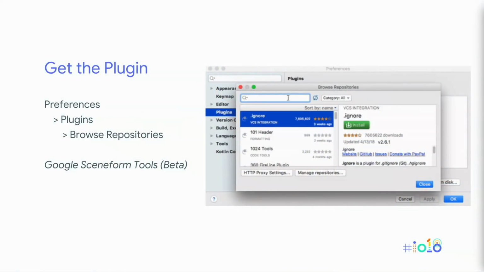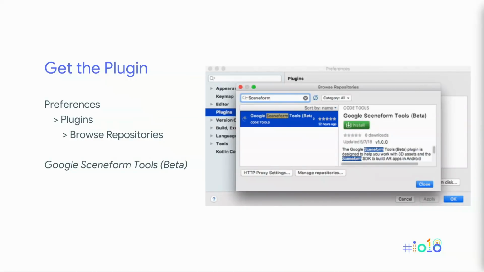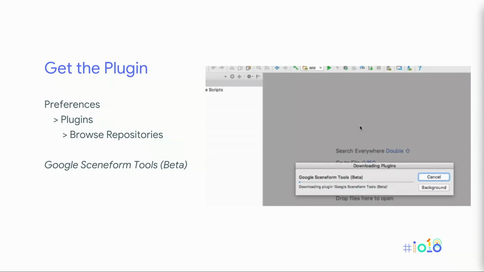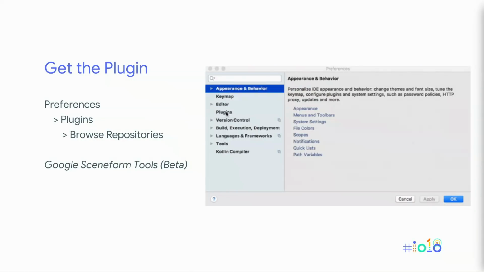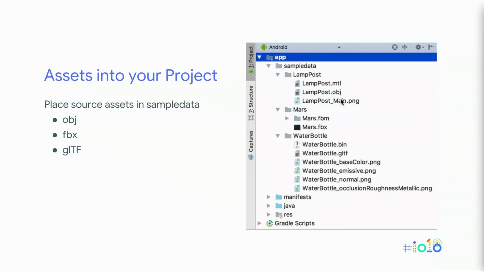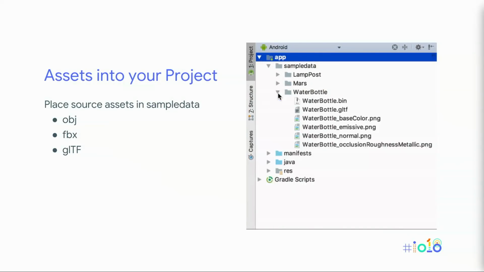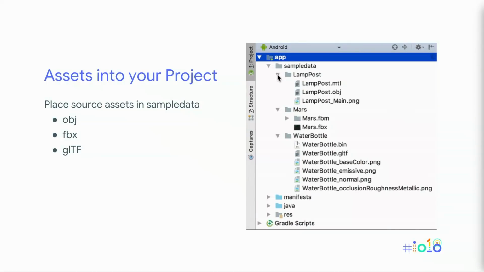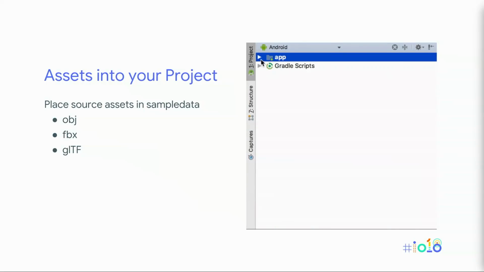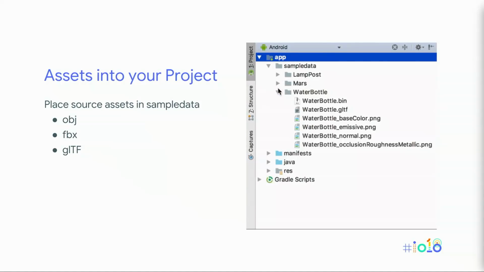So where do you get this plugin? Well, like most other Android Studio plugins, you can get your plugin right from the Android Studio plugins page. You go to Preferences, Plugins, Browse for Plugins, and just search for Sceneform, and you'll find it. So once we have the plugin, it's super easy to get your assets imported. The first thing we need to do is place our source files in our project. We're going to drop them in the sample data folder.